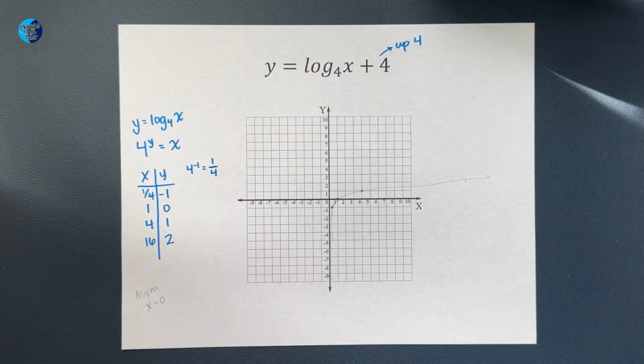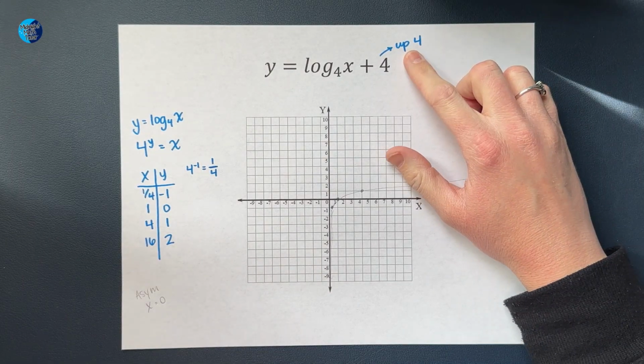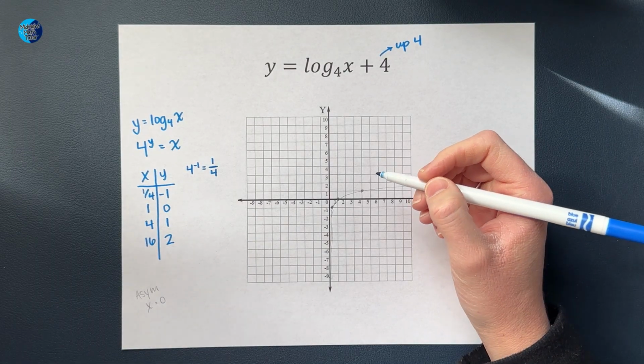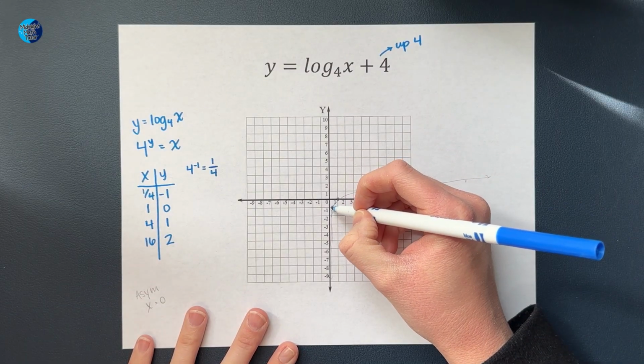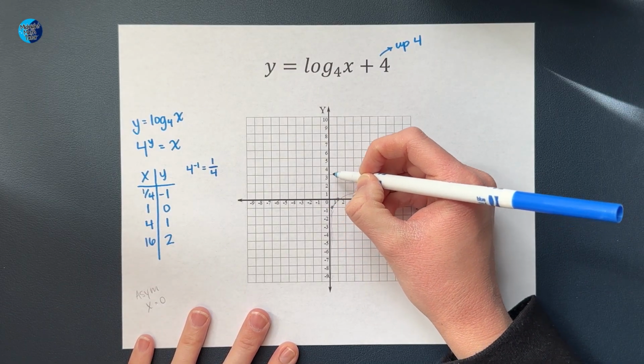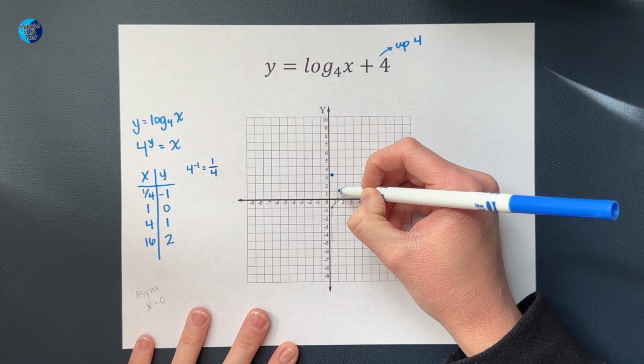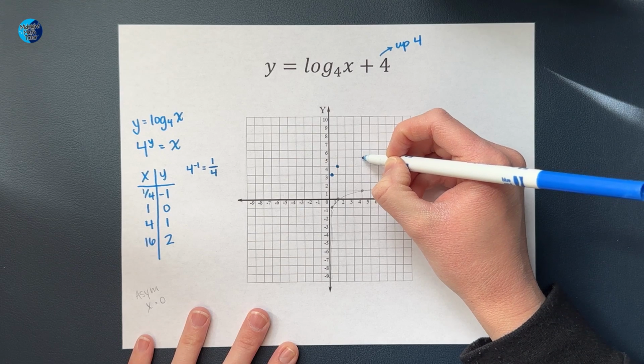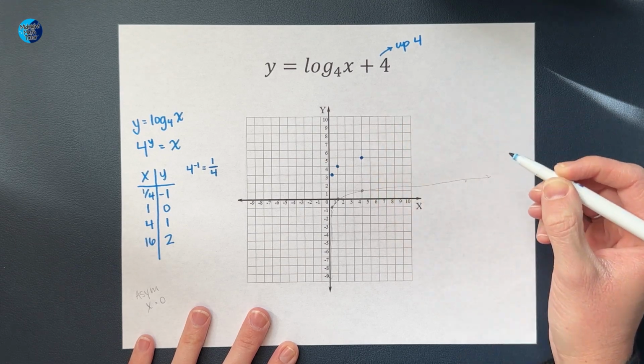Now I just need to apply my shifts for this. So I'm just going to move this graph up 4. I'm going to use marker this time because this is like my official graph, you know. So we have this point, we're going to move up 4. 1, 2, 3, 4. 1, 2, 3, 4. 1, 2, 3, 4.